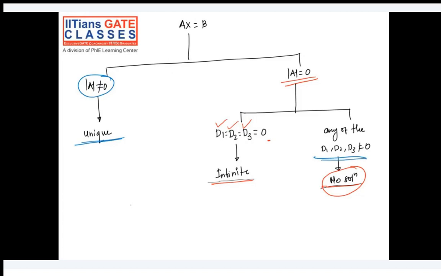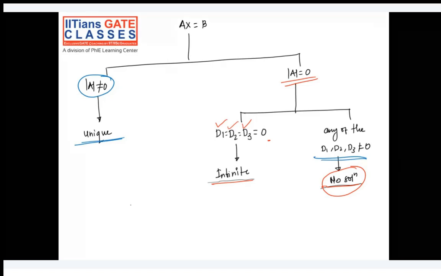Yeah. Whatever you are saying is correct, but that is for A, not for D1, D2, D3. Okay, good. So this is the reason I am saying this method is also fine, D1, D2, D3, but it will take a lot of time.